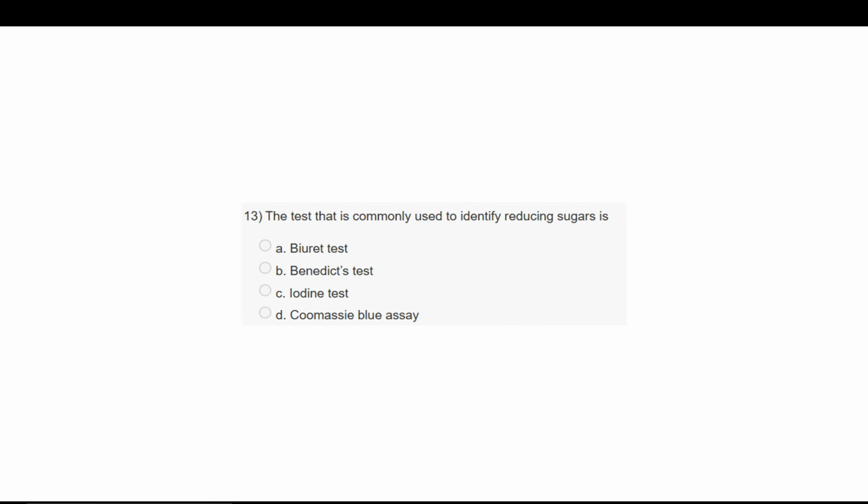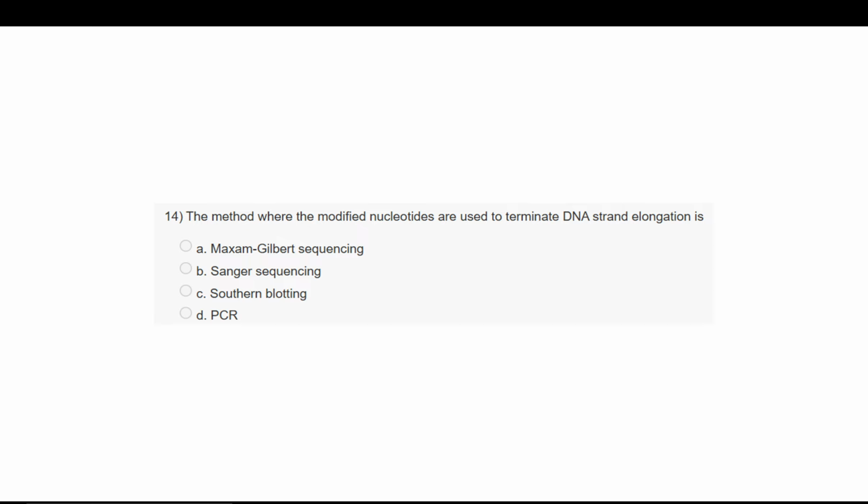The test that is commonly used to identify reducing sugars is the biuret test, Benedict's test, iodine test or Coomassie blue assay. The answer is Benedict's test. The method where modified nucleotides are used to terminate DNA strand elongation is Maxam-Gilbert sequencing, Sanger sequencing, Southern blotting or PCR. The answer is Sanger sequencing.